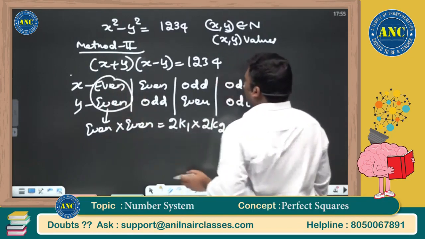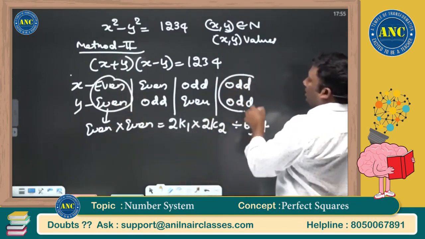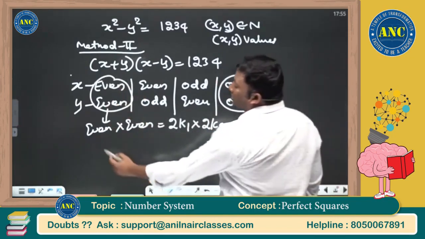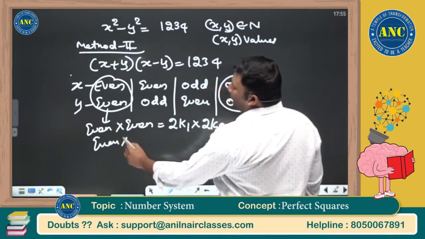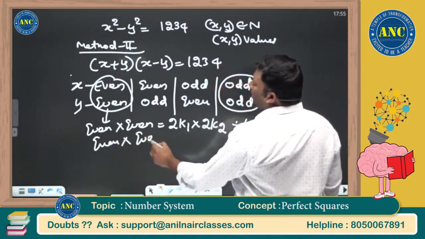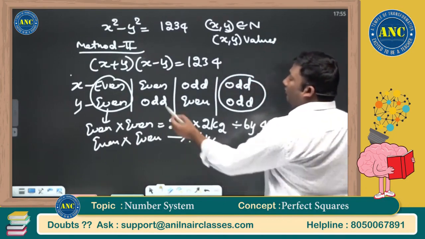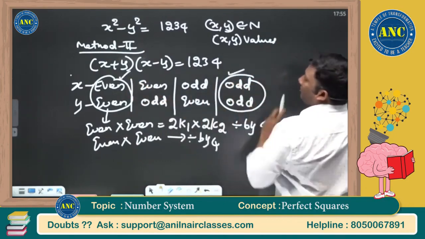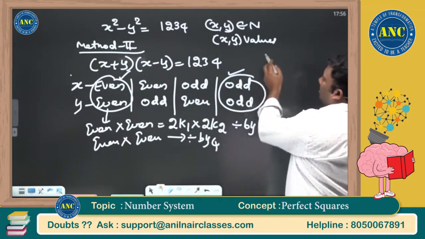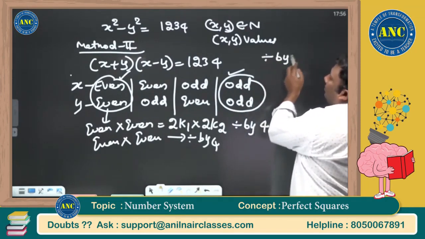Last case. x is odd, y is odd. What is odd plus odd? Even. What is odd minus odd? Even. Even into even, it is divisible by 4. First case and fourth case. First case and fourth case. Right hand side is divisible by 4.